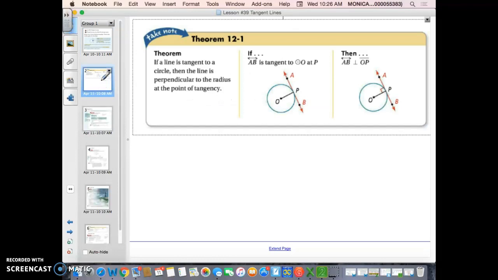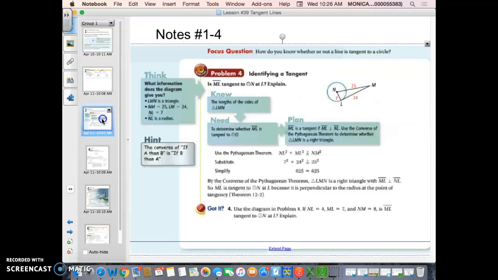What's cool about a tangent line is that if you were to draw a radius, so again, this line right here is your radius, it actually makes a 90-degree angle with the tangent line. This is what we call the center of the circle. And this point P is what we call the point of tangency. And you can see here that it makes a 90-degree angle. So that's going to be important for the information that we are going to learn.